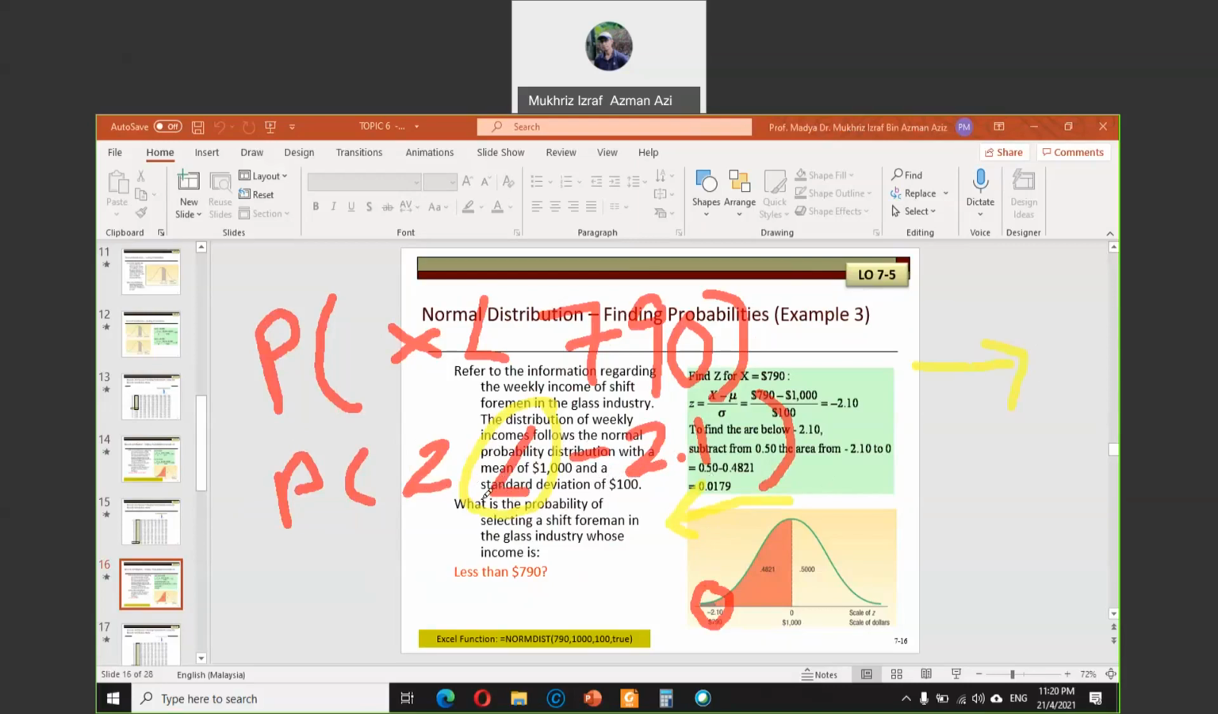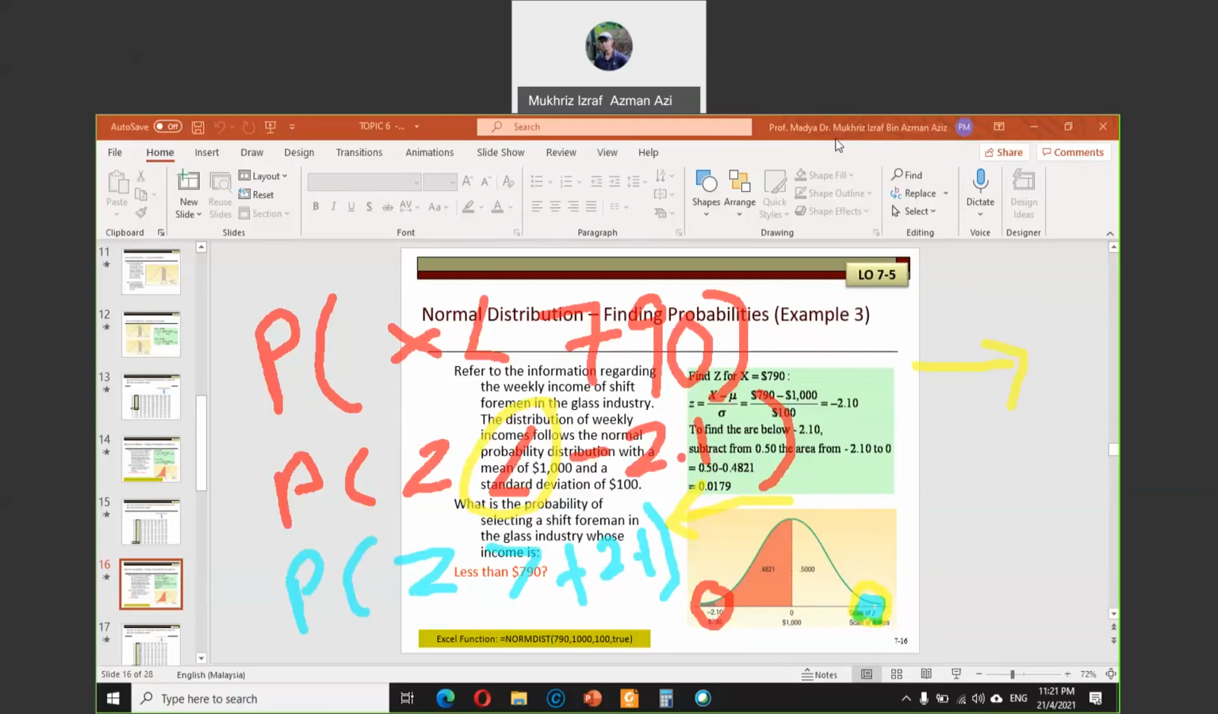So less than negative 2.1 is the area on the left side of the tail. But because your table only provides positive values of Z, the value on the left is equivalent to the value on the right, meaning that if you reverse the sign, P(Z less than negative 2.1) is also equivalent to P(Z more than positive 2.1), or just 2.1. So when you refer to the Z table, you refer to the value of 2.1.